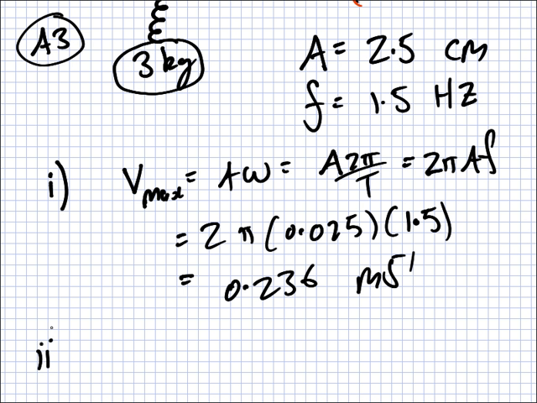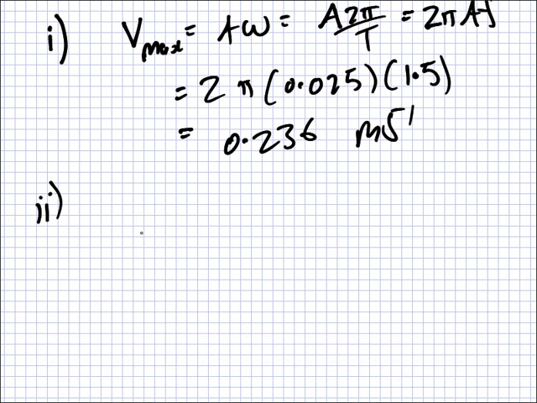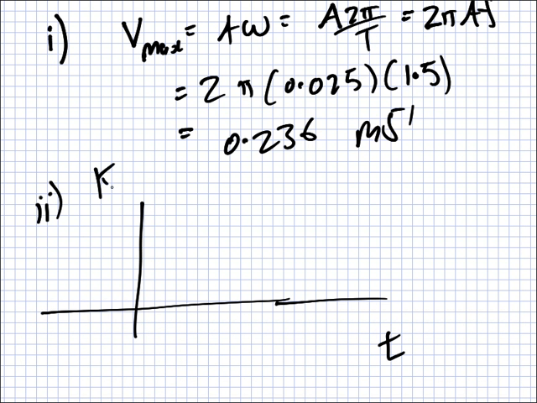Next part. Part 2. Sketch a graph of kinetic energy against the time for one full cycle of this. Okay. So at the very beginning, do you pull the spring down, is it? And let go? I imagine probably. Does it say that in the question? What do we think? Including values of the maximum kinetic energy and the time point.